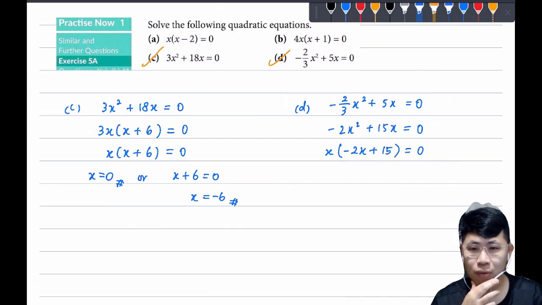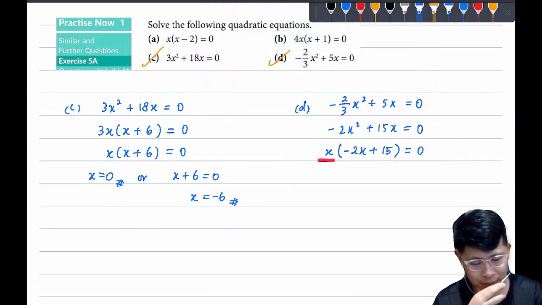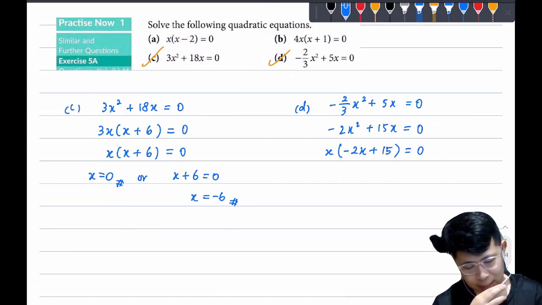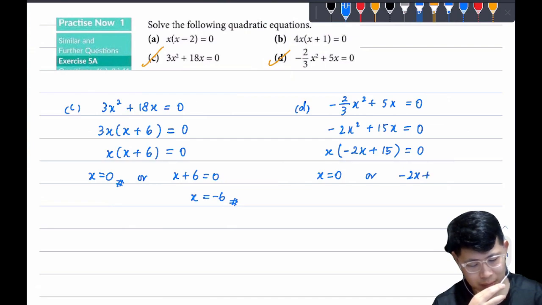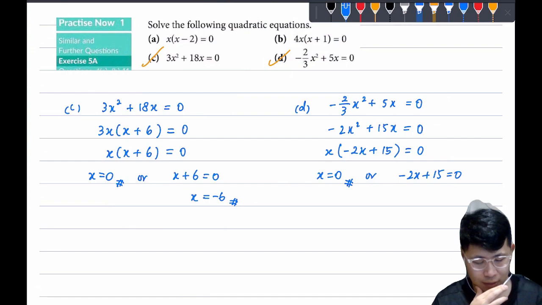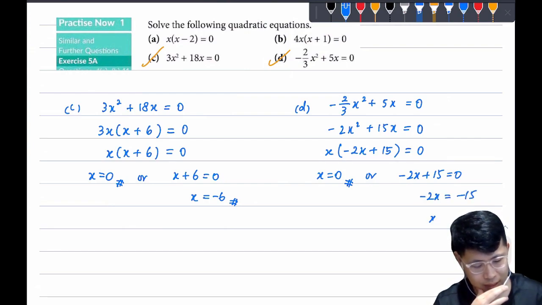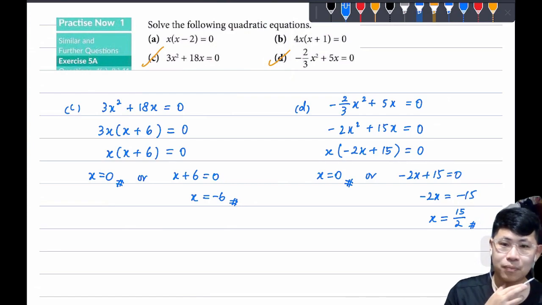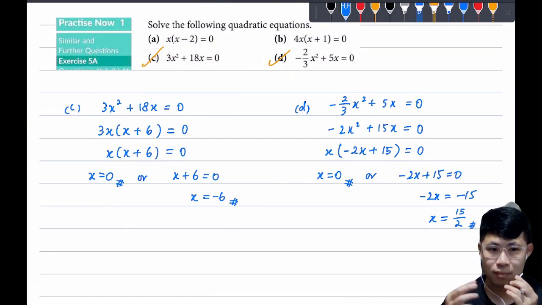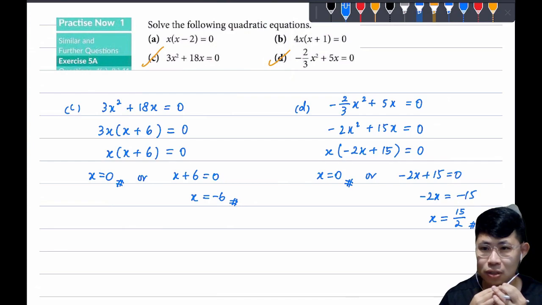Same thing, now we have our two factors, x and negative 2x plus 15. So x equals 0, or negative 2x plus 15 equals 0. So x equals 0 is our first solution. Negative 2x equals negative 15, so x equals 15 over 2. This is our second solution. As expected, we have two possible solutions.